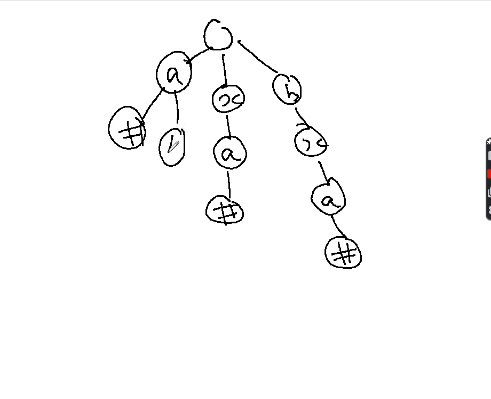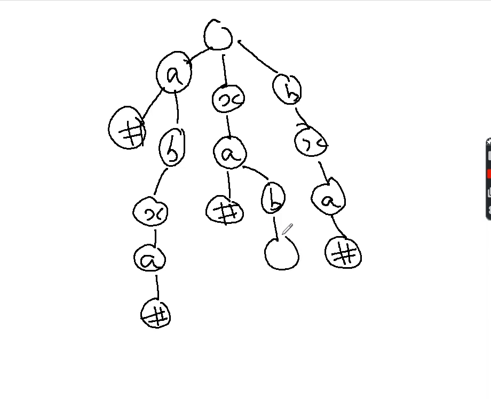So ABXA pound. And the fifth one was XAB XA pound. Okay.